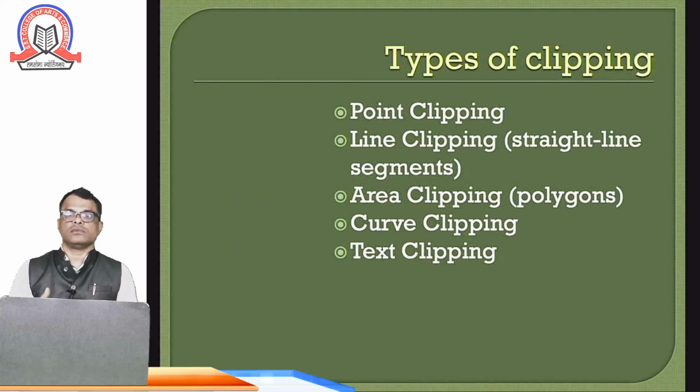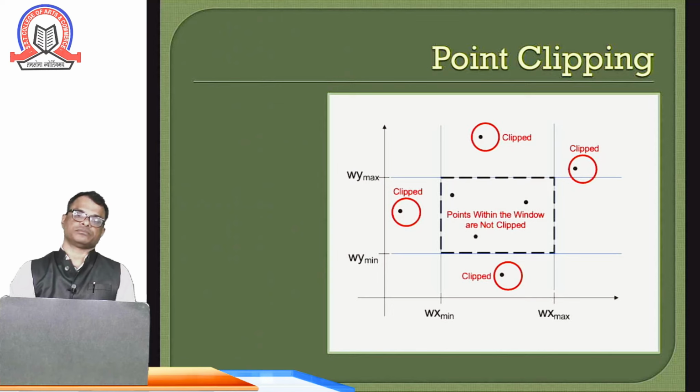There are a total of 5 types of clipping: point clipping, line clipping, area clipping, curve clipping and text clipping. So let's start with point clipping. You can easily see the things. It is very easy. Whichever points are inside the clip window, we have to keep, and the remaining points we have to remove. That is shown with the circle; those points will be clipped.